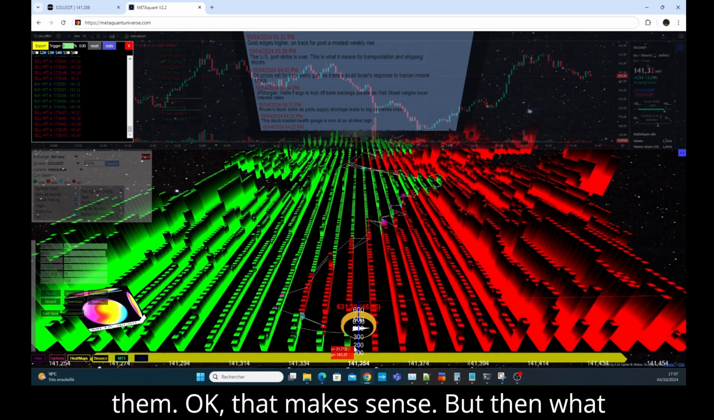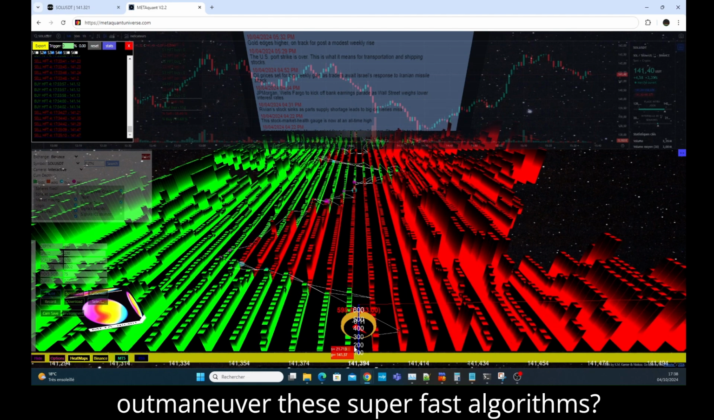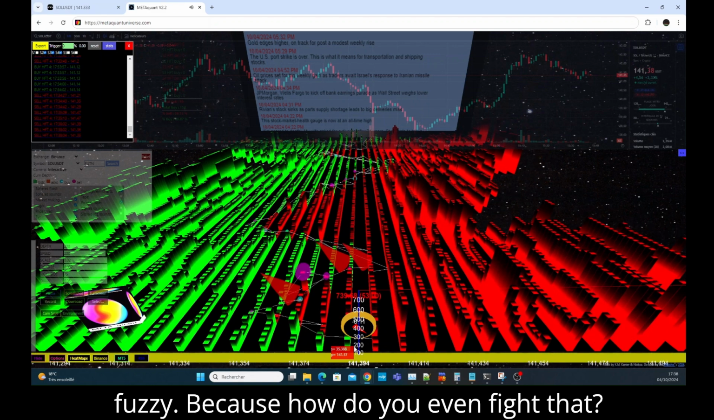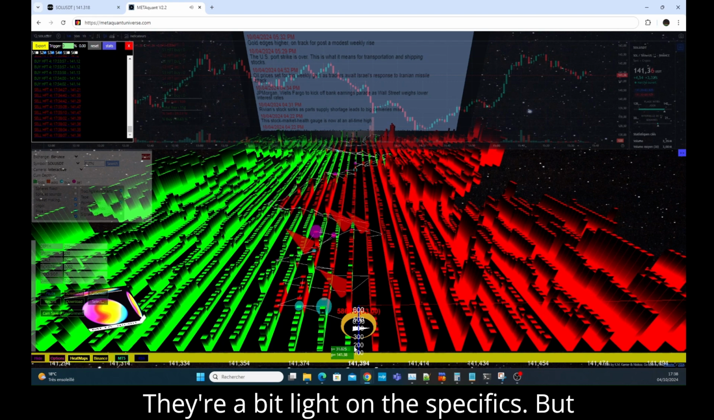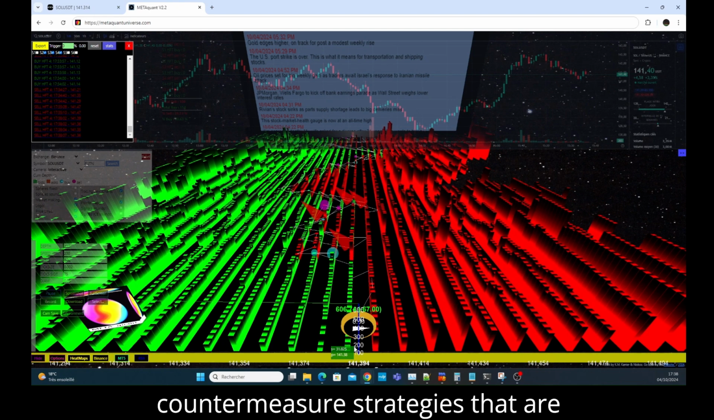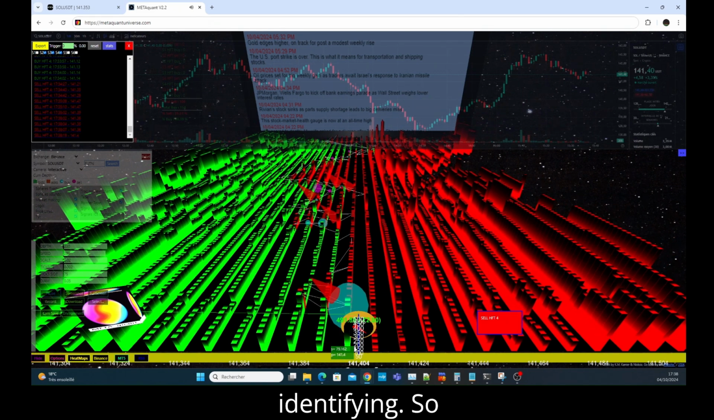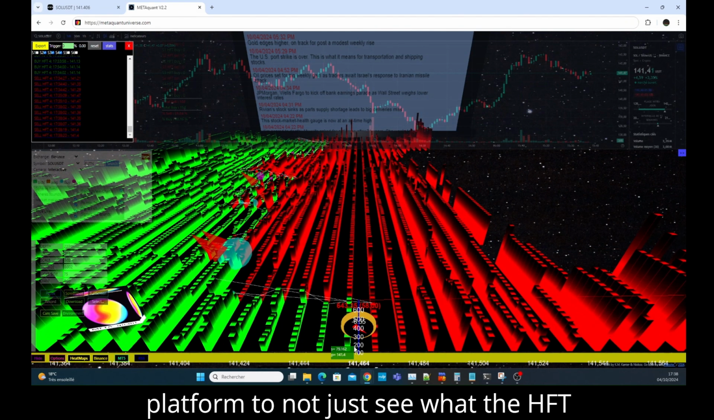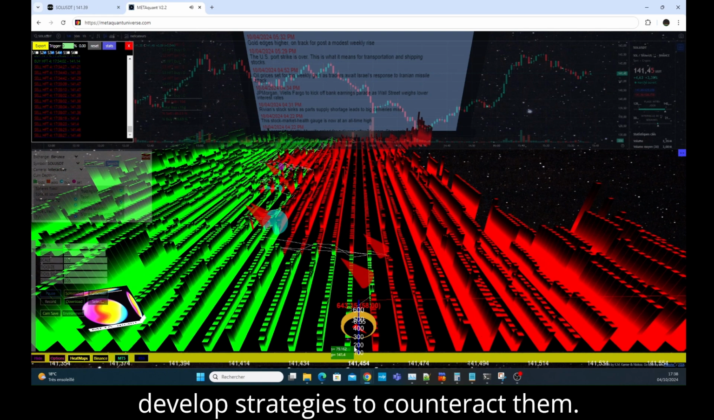Okay, that makes sense. But then what about this HFT counter they talk about? Are they saying they can actually outmaneuver these super fast algorithms? Yeah, that's where it gets a little fuzzy. Because how do you even fight that? Right. That's a bold claim to make. They're a bit light on the specifics, but they mention offering what they call countermeasure strategies that are supposed to be based on the high-frequency trading patterns they're identifying. So, theoretically, you could use their platform to not just see what the HFT algorithms are doing, but actually develop strategies to counteract them. Wow.